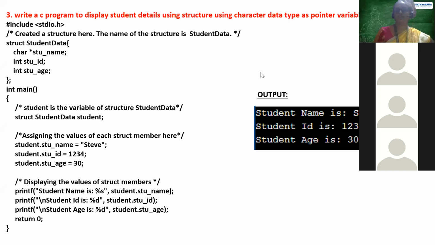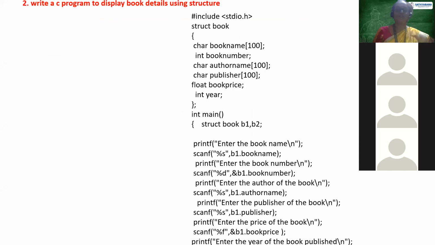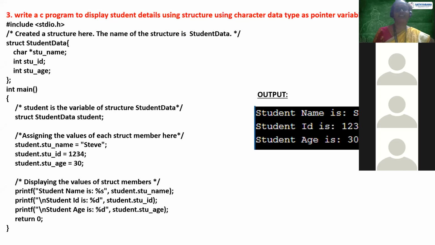So students, two programs we have seen, how to use the single student detail. We used one single structure variable, and for book detail we used two book detail variables, and we explained how we printed them. And the next one is the same concept only. But what is the difference between the previous program and this program?